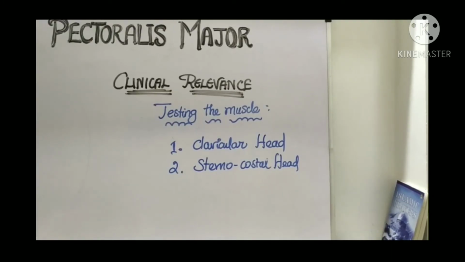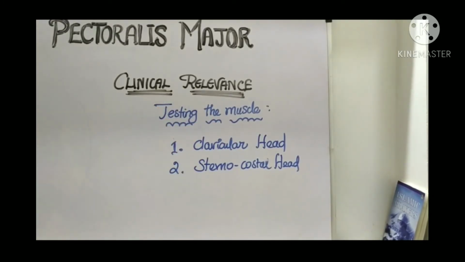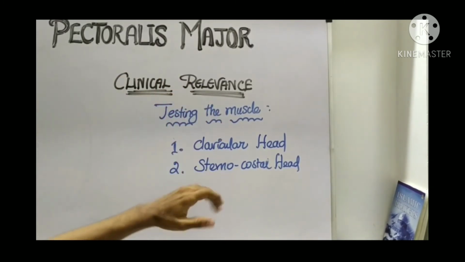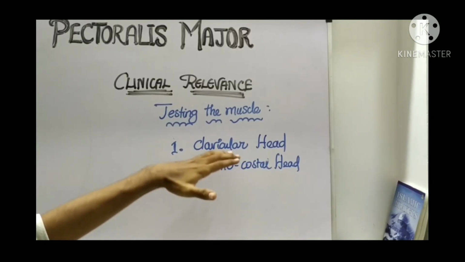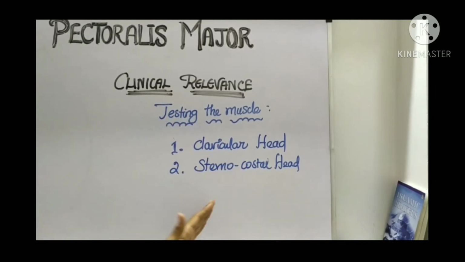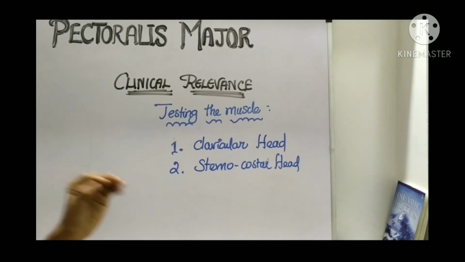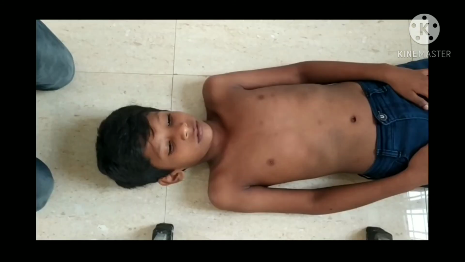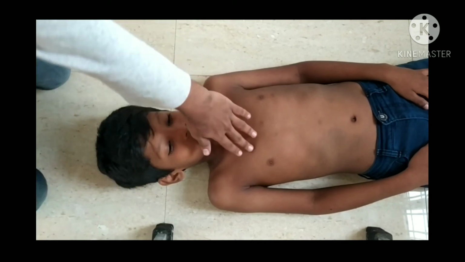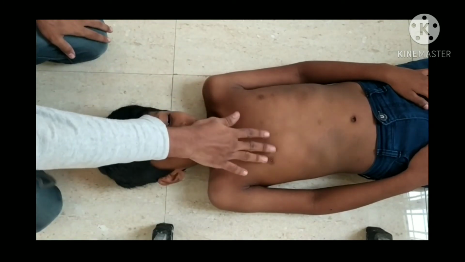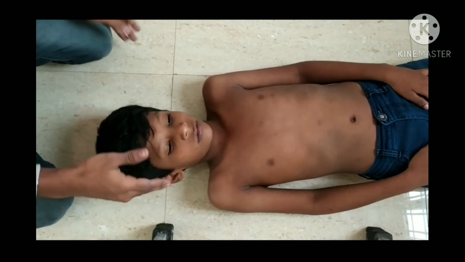And the last important thing is the clinical relevance, the clinical importance of this pectoralis major muscle, that is the testing of the muscle. We are going to test the clavicular part of the muscle and also the sternocostal part of the muscle. I'll just do it practically now. Now I'm just showing you the testing of the clavicular head and the sternocostal head. How to test the muscle, I'll show, okay?